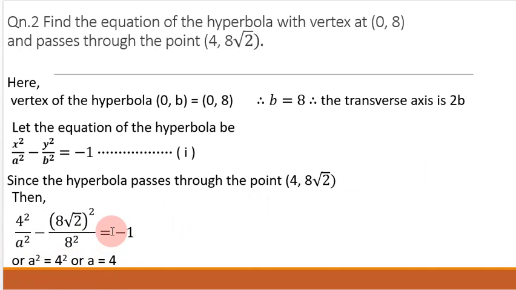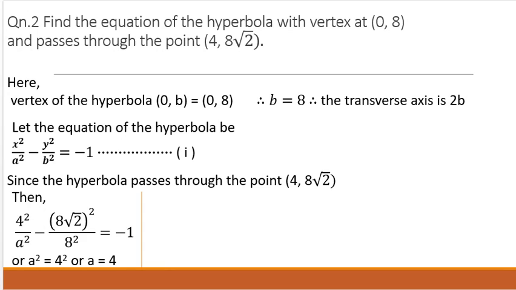So to find the equation of hyperbola, b is given. We have already determined the value of b, and now we have obtained the value of a. By putting the values of a and b in equation I, we get the required equation of hyperbola.